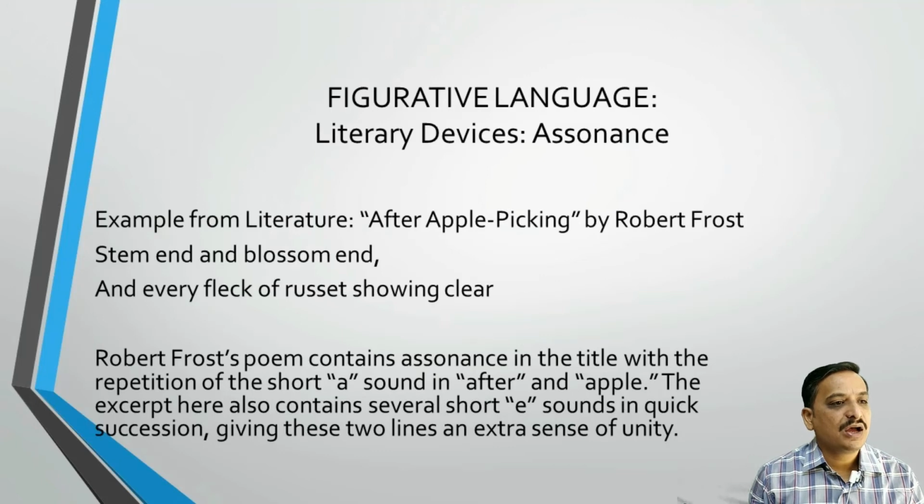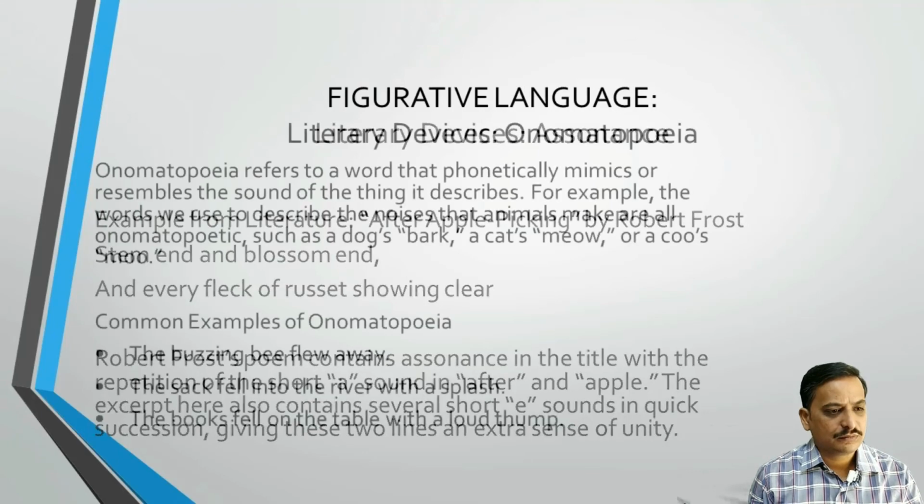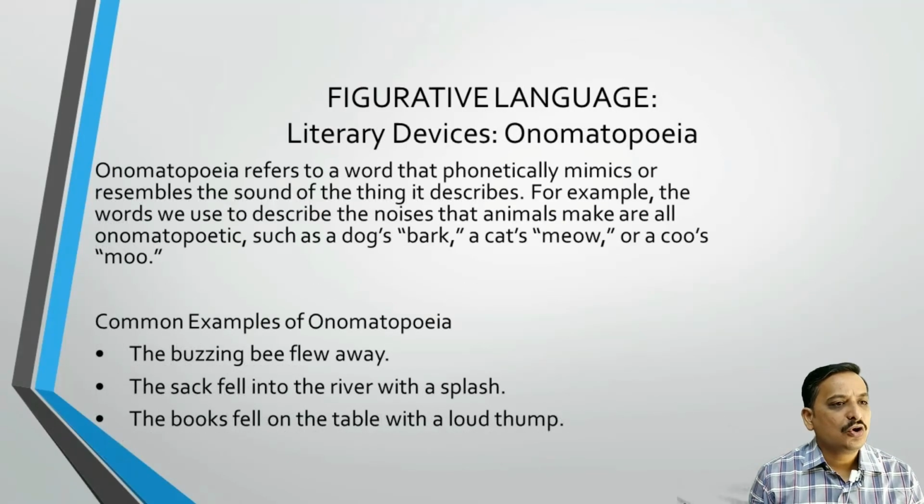Next, we have onomatopoeia. Onomatopoeia refers to a sound that phonetically mimics or resembles the sound of the thing it describes. For example, the words we use to describe the noise that animals make are all onomatopoeic, such as a dog's bark, a cat's meow, or a buffalo or cow's moo. Common examples of onomatopoeia: the buzzing bee flew away, the sack fell into the river with a splash, the books fell on the table with a loud thump.